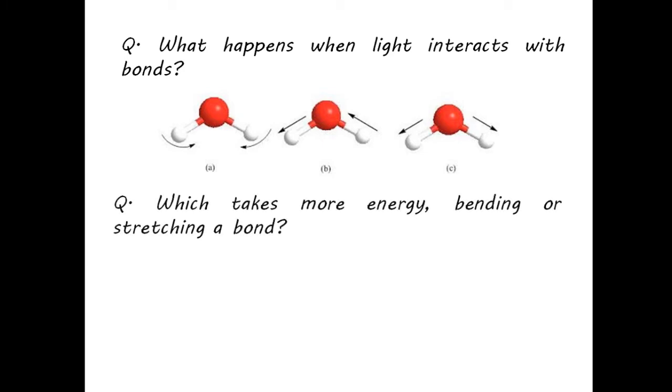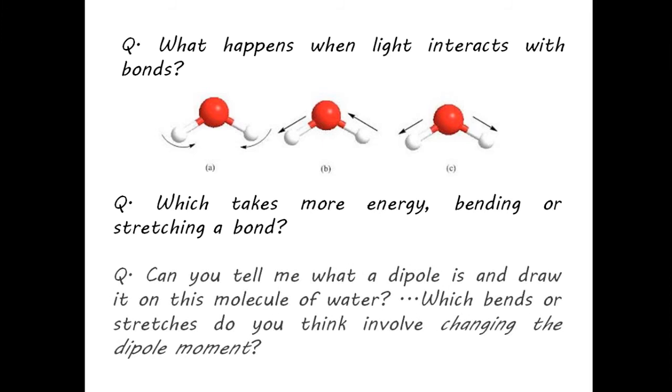Question. Can you tell me what a dipole is and draw it on a molecule of water? Which bends or stretches do you think involve changing the dipole moment? Explain to them that IR spectroscopy is a measure of a change in the dipole moment of a molecule under infrared radiation. Finish up by asking them to evaluate the effect that not all bends or stretches appearing on the IR spectrum might have on substance identification. You are looking for a more in-depth analysis than "it may make it harder." Get them to say why and suggest at least 3 ways.